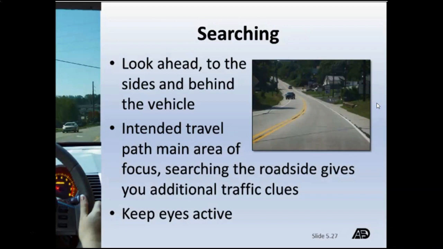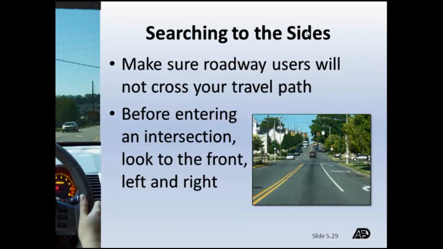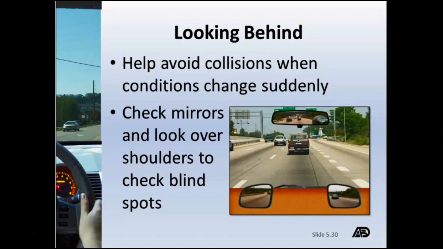Searching: look ahead, to the sides, and behind the vehicle. Intend to travel a path, the main area of focus. Searching the roadside gives you additional traffic clues. Keep your eyes active. Searching to the sides: make sure roadway users will not cross your travel path. Before entering an intersection, look to the front, left, and right. Look behind you to help avoid collisions when conditions change suddenly.